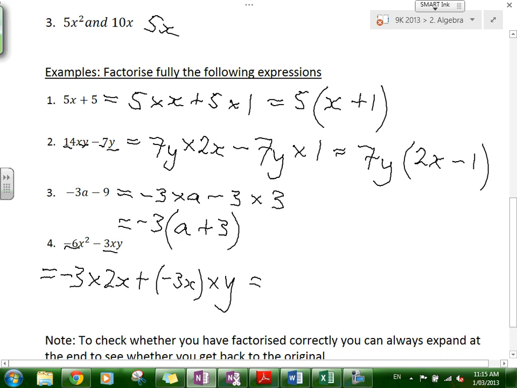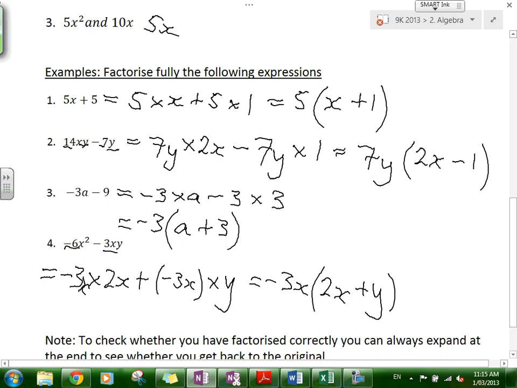Alright, so if we bring out the minus 3x, what's left of our first term? 2x we've got left in the first term. And then if we take out the minus 3x in the second term, what do we have left? Just y. Okay, so it's positive y. So that's it, fully factorized.